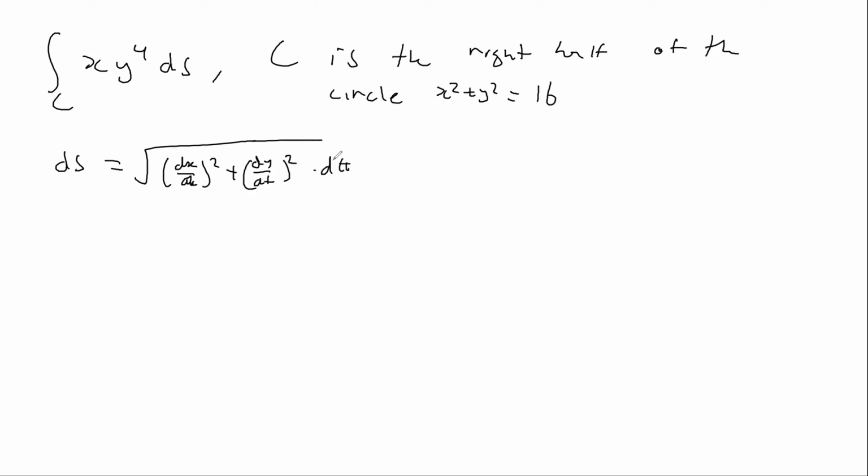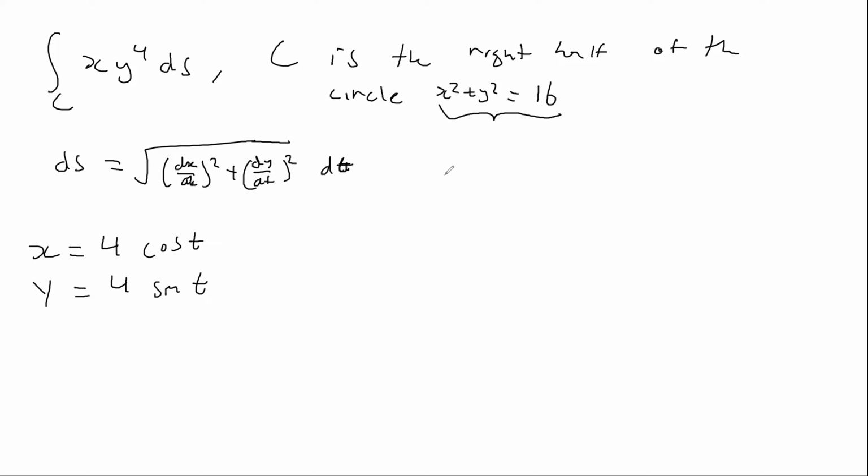The reason is that we're going to represent x in terms of a cosine function of time and y as a sine function of time. So for this question we can represent x as 4 cosine t, based off the constraint that C is a circle with radius 4. We can represent x as 4 cosine t and y as 4 sine t, and that just comes from the constraint that we're given.